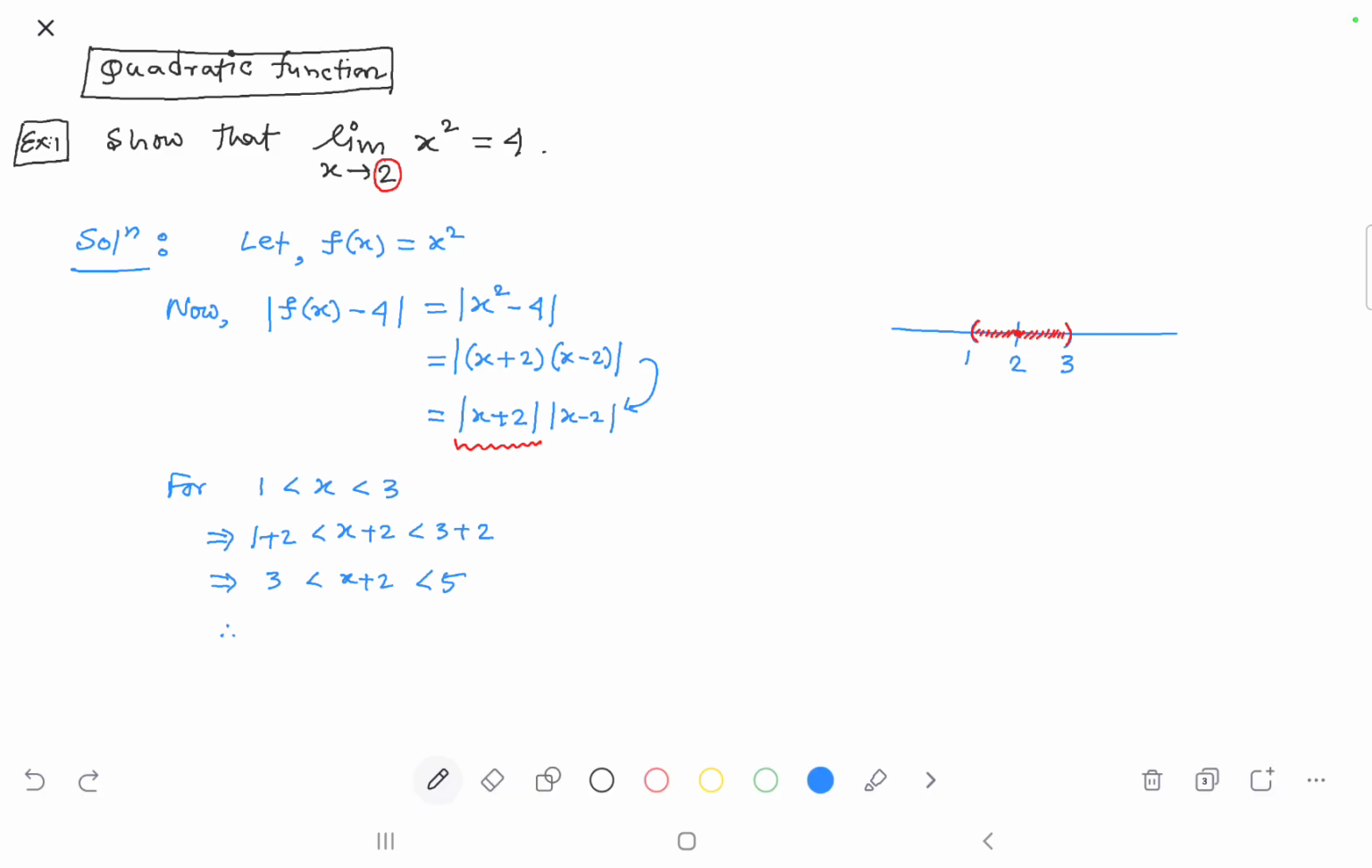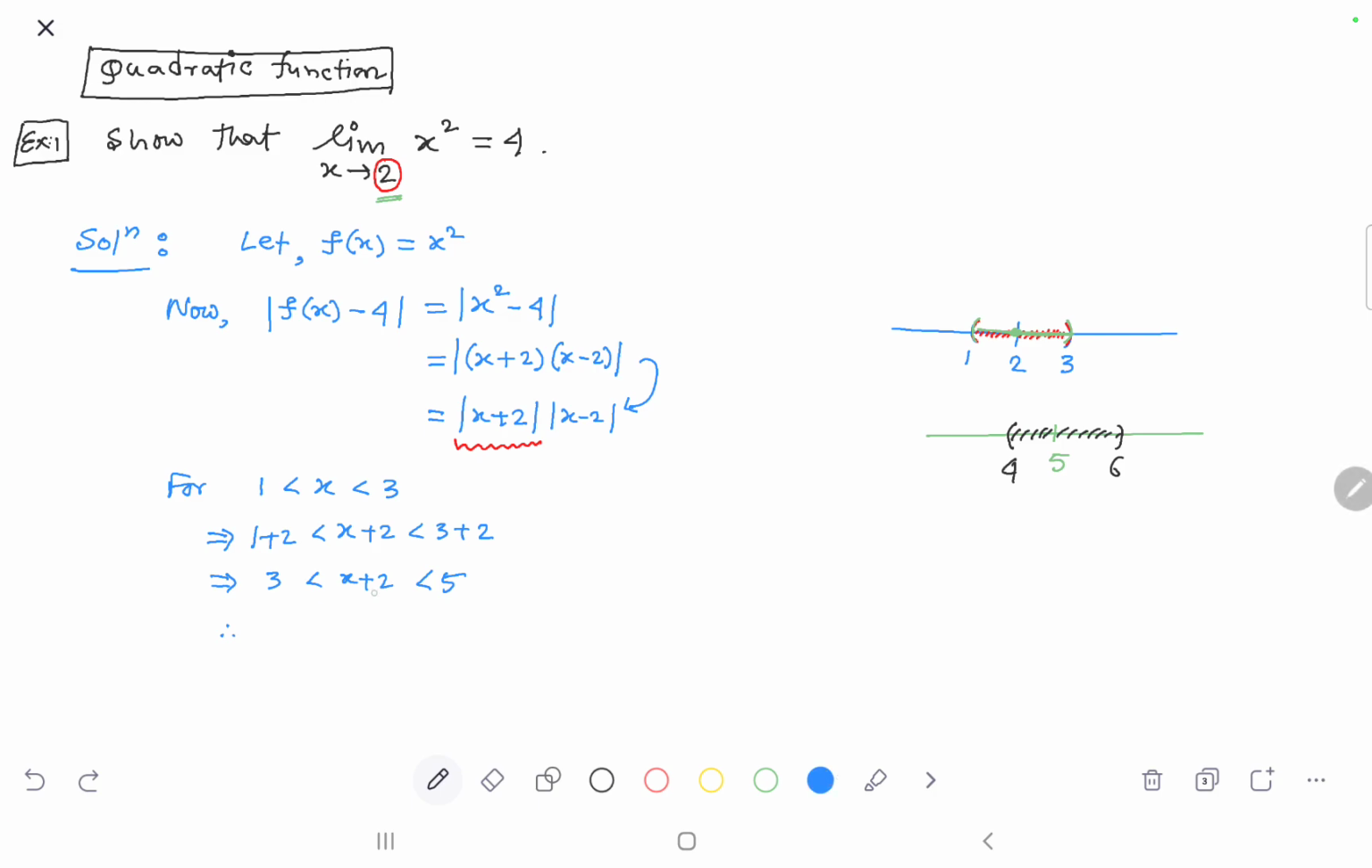Why is x in between 1 and 3 again? Yeah, because we are interested at the point 2, right? So we consider a neighborhood around 2. Naturally 1, 2, 3 we take. If you have point 5, then what will be the interval? 4 to 6. It depends on at which point you are taking the limit.